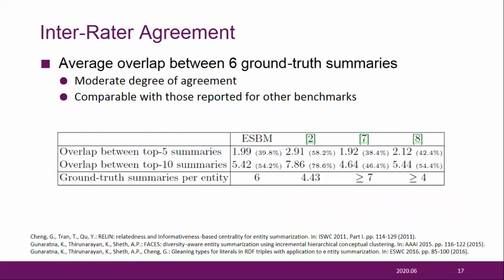Then, we analyze the inter-rater agreement of the ground truth summaries. We calculate the average overlap between the 6 ground truth summaries created by different users for each entity. The results of ESBM show a moderate degree of agreement and are generally comparable with those reported for other benchmarks in the literature.